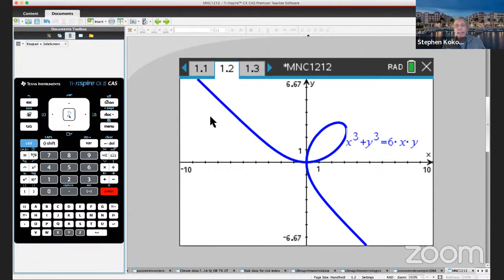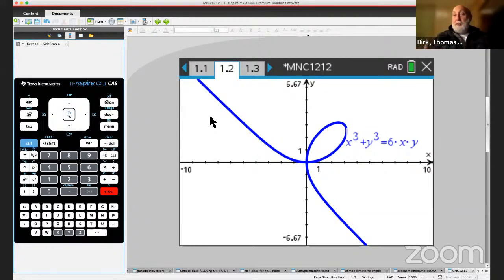Hey, Tom, is it possible, maybe you're going to do this, I apologize, to use a CAS machine to solve for y in terms of x in that expression? Yes, I believe so. Okay. So we can give it a shot and see what it gives us.